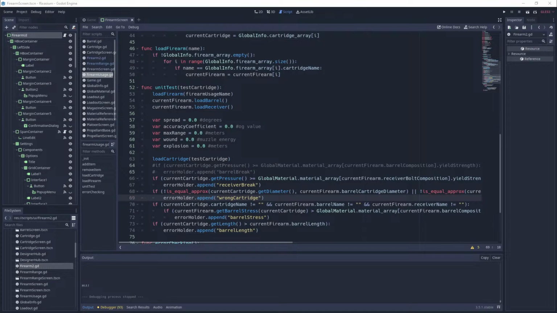Let's just go back to work on this. So we have our spread, our accuracy coefficient. So we're gonna calculate the actual accuracy.